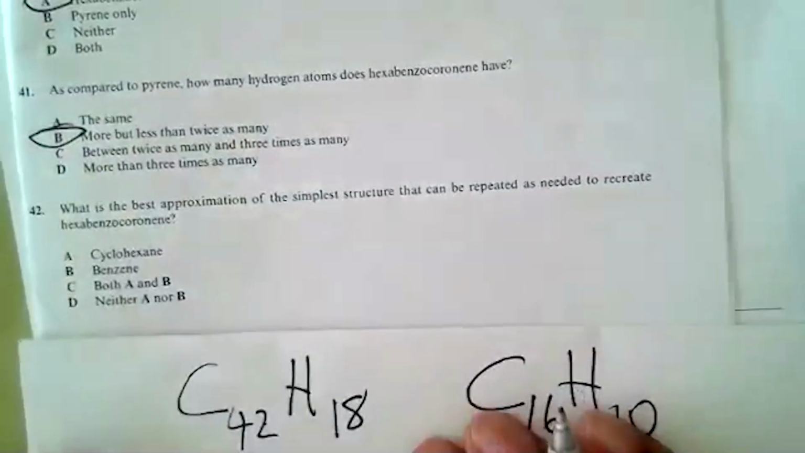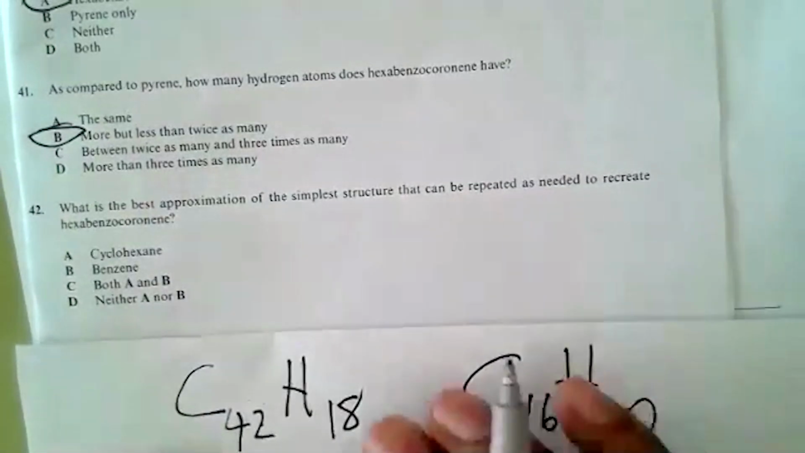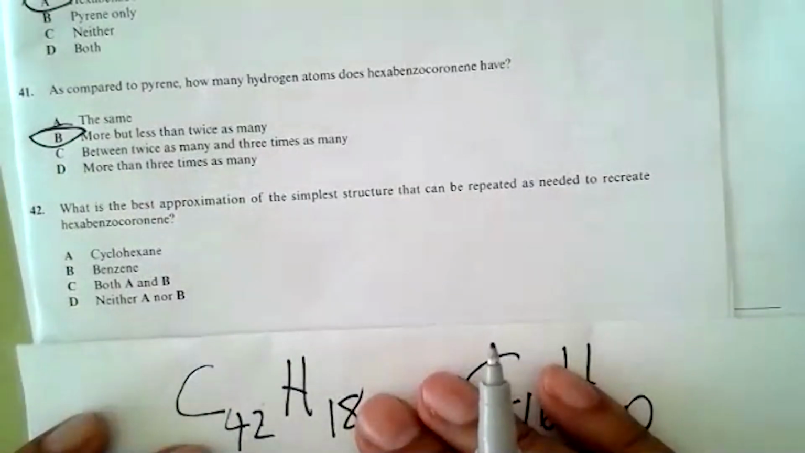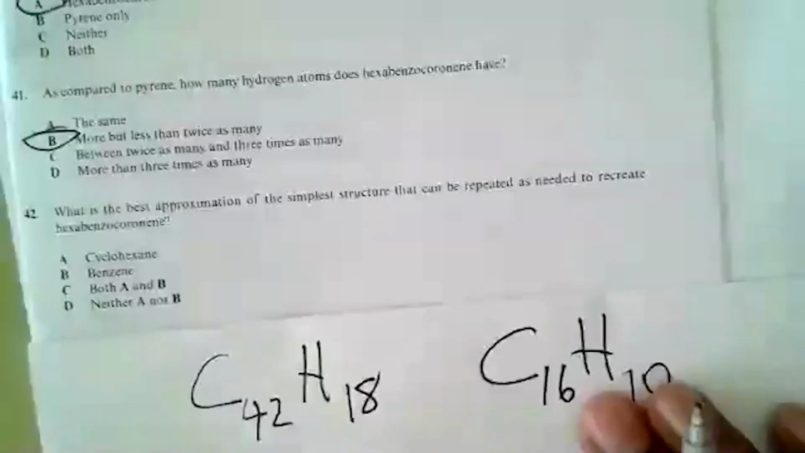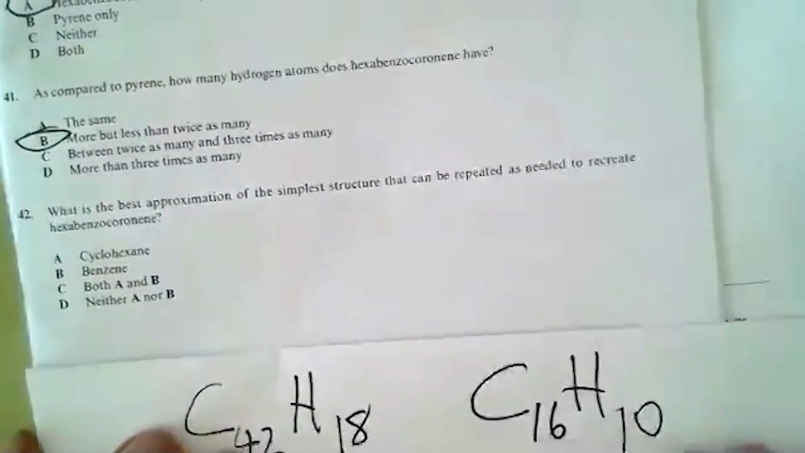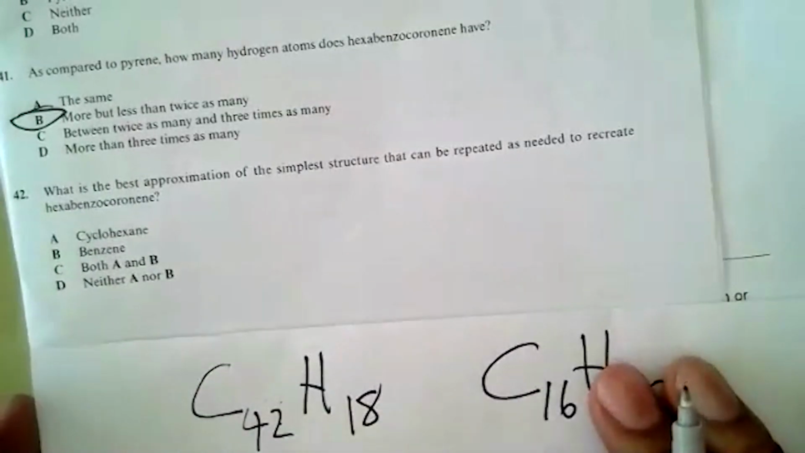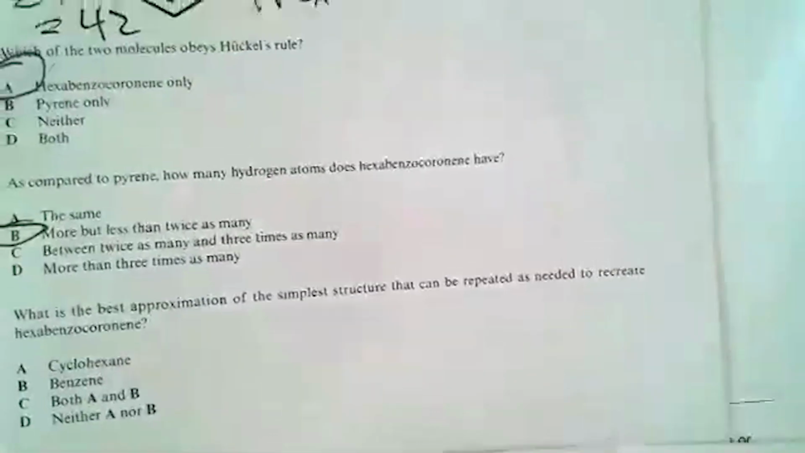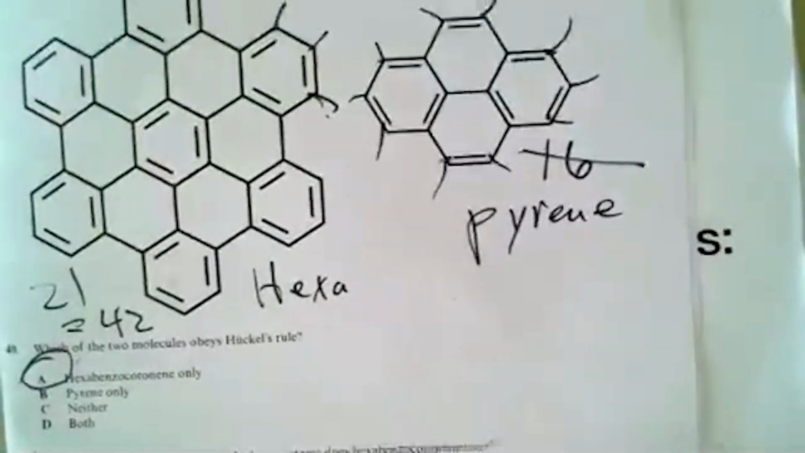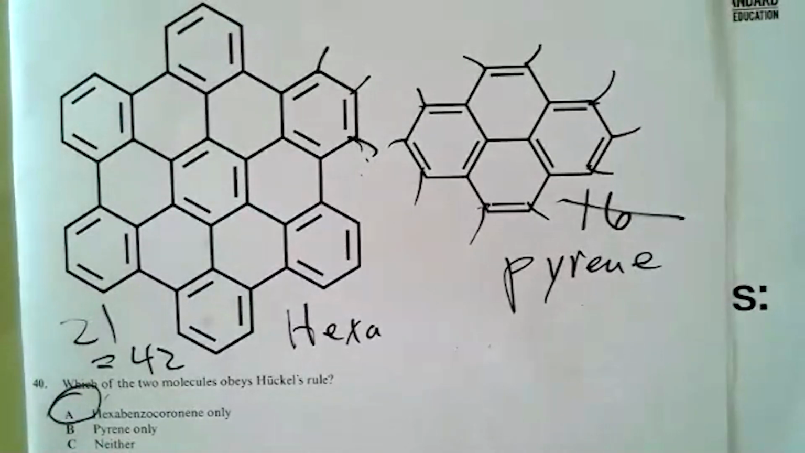They have those kinds of weird answer choices that they like to come up with. And here is the coup de grace. Okay, the final question here. I'm not sure how happy you guys will be with this one. So the final question, question 5, interesting. What is the best approximation of the simplest structure that can be repeated as needed to recreate hexabenzocoronene? So the simplest structure, is it cyclohexane? Is it benzene? Is it both A and B? Is it neither? So what's the simplest structure to recreate this? A, B, C, or D? What is your answer?